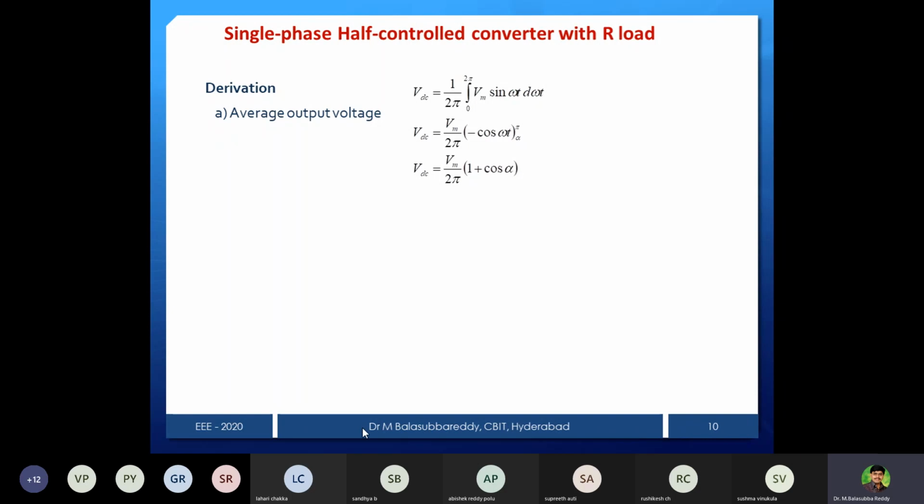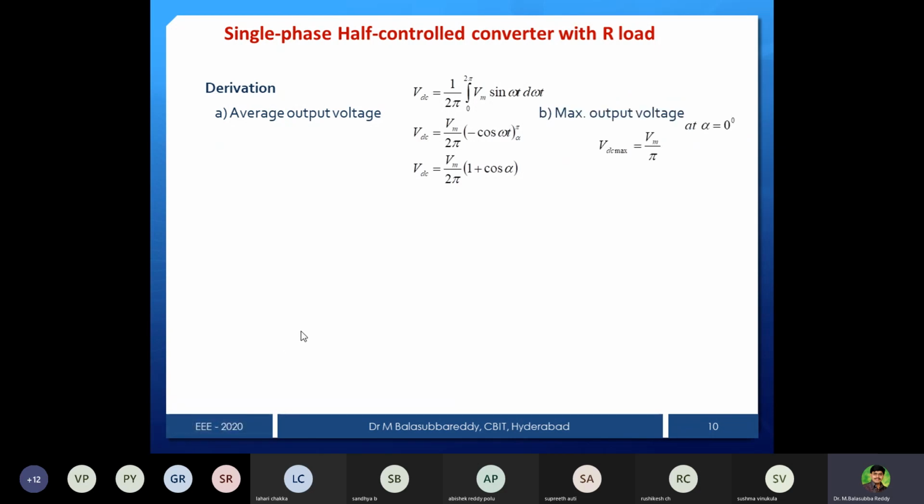So 2 will get cancelled. Now it is a very important question. They may ask at what instant maximum output voltage will be obtained. VDC, at alpha equal to 0, cos 0 is 1, 2 will get cancelled, so Vm by pi. At alpha equal to 0 degrees, because no delay, you will get more output voltage. That is the maximum permissible output voltage.